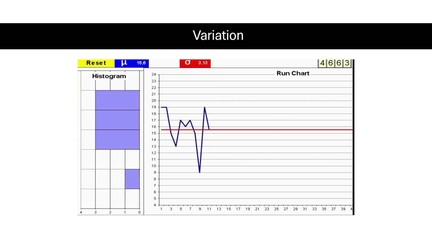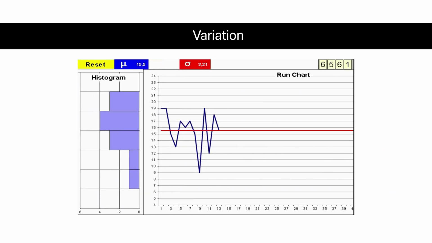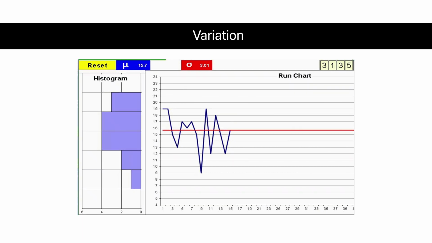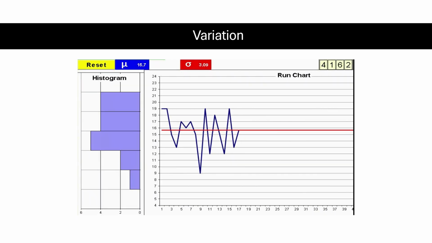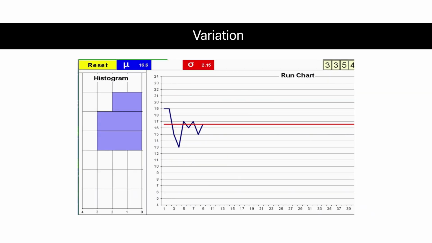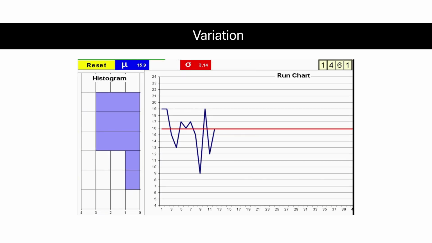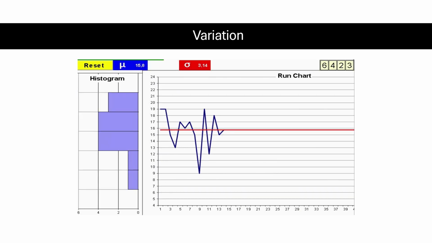All metrics have variation, so we must deal with this fact. Variation can be measured with a run chart to see the evolution over time. A frequency distribution chart shows the frequency of the different values.